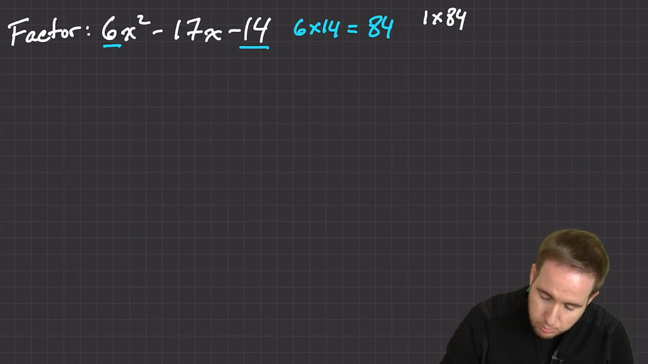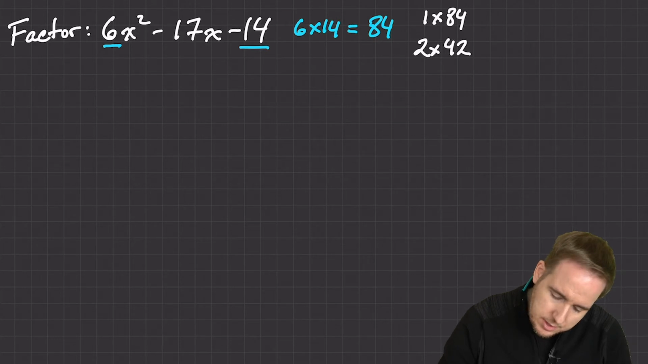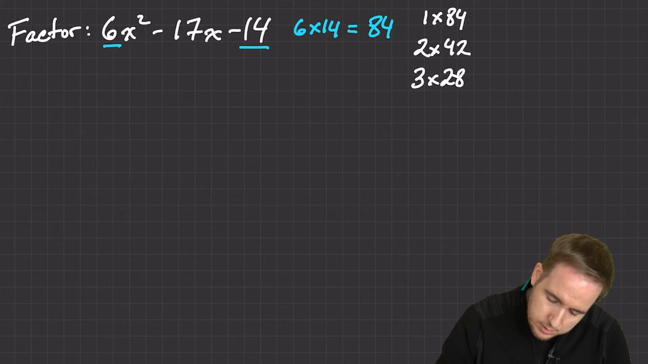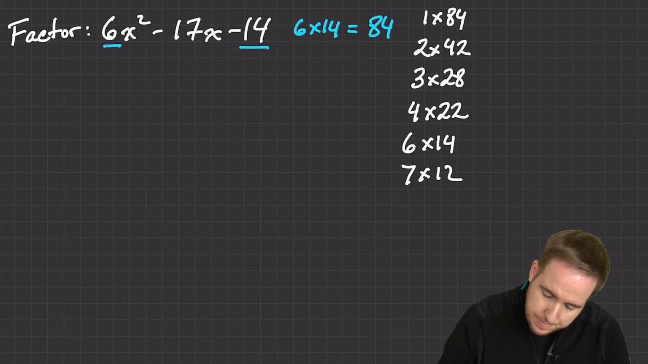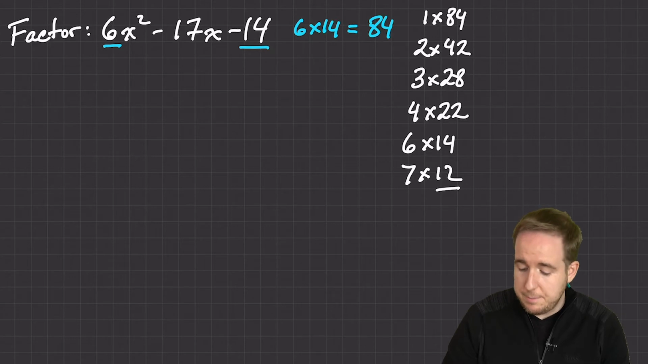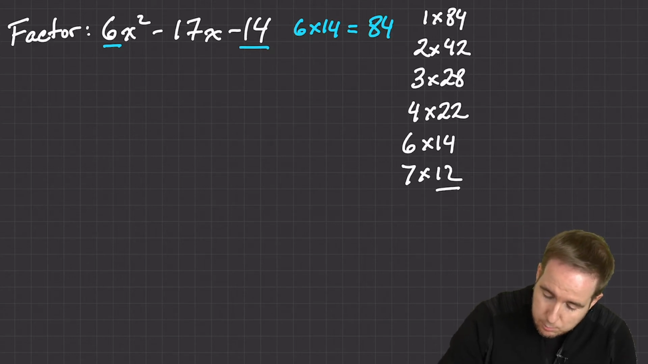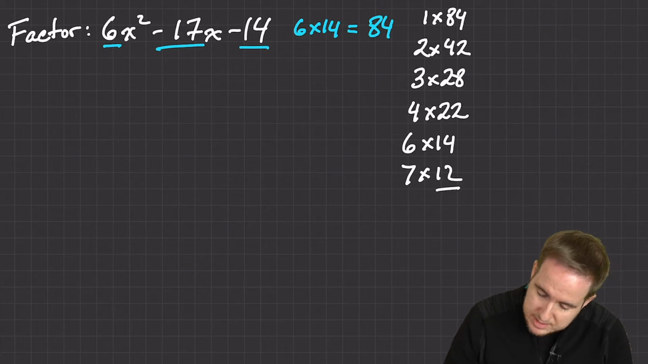1 times 84, 2 times 42, 3, yes, would be, let's see, 28. 4 times 22. 5 does not work. 6 does work. 7, yes, times 12. 8, no. 9, no. 10, no. 11, no. 12, yes, but I've already written 12. That means I'm done. And I now want to look for something that adds to minus 17.